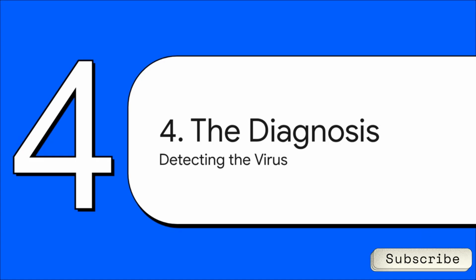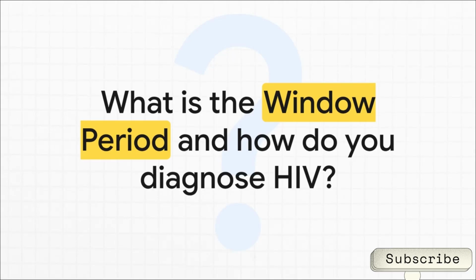Okay, let's switch gears to diagnosis. How do we actually find this virus in the lab? Here's another absolute classic for your exams: the window period. This is that tricky time right after someone gets infected, but before their body has made enough antibodies for our standard tests to pick them up.